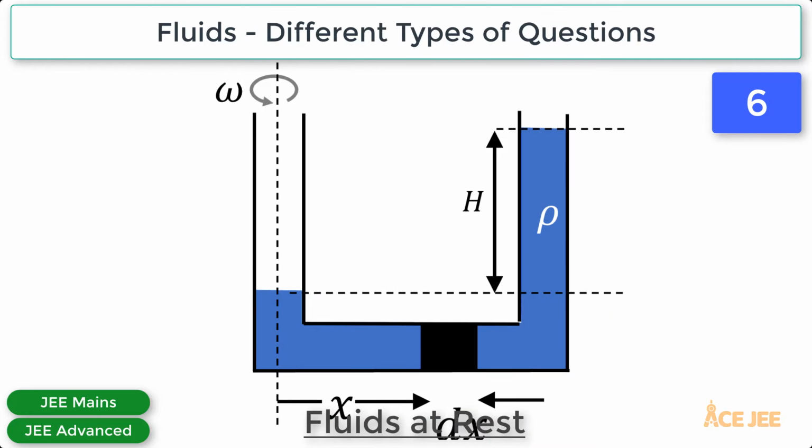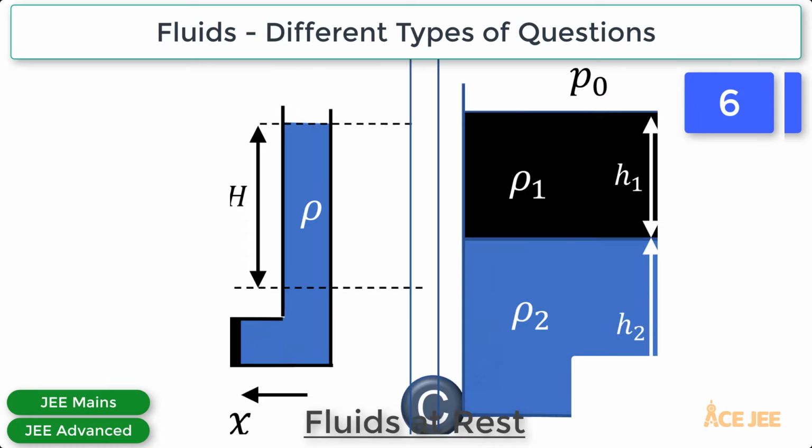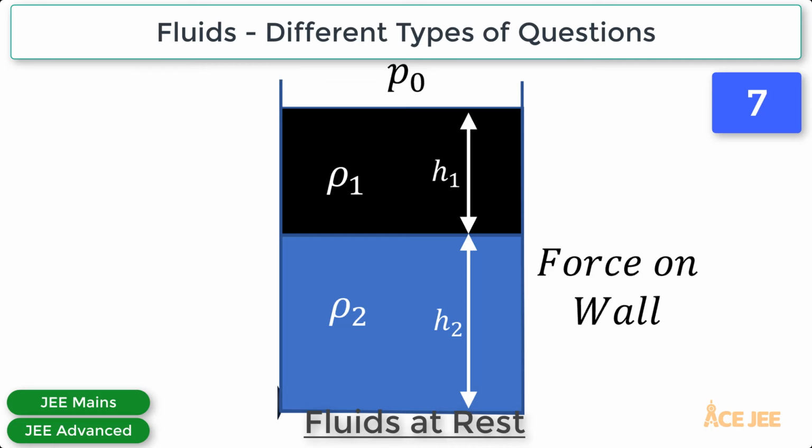Now in the next question type, you might be given a U-tube or a container containing liquid that is set rotating at constant angular speed. And you will need to determine the variation in height of the liquid as you move radially outwards. Moving on, in the next question type, given one or more than one immiscible liquids in a container, you might be asked to determine the force exerted by the fluid on the wall.